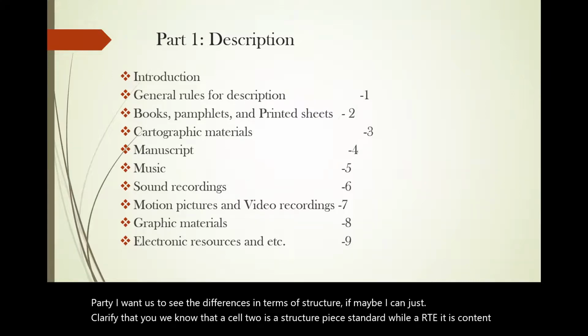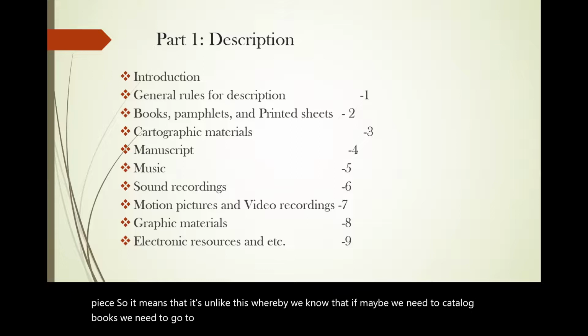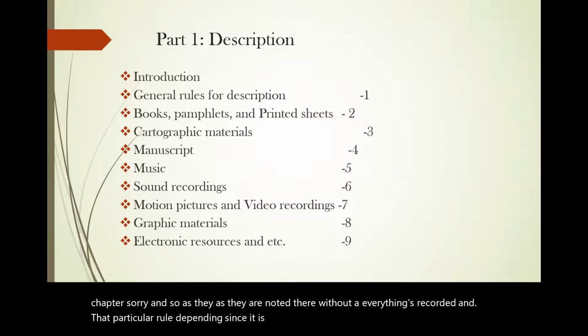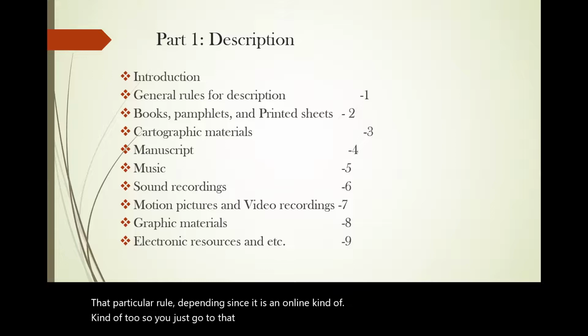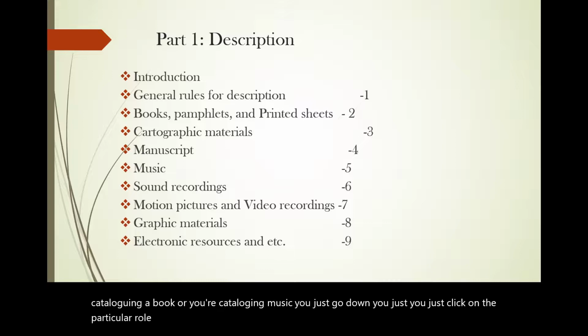So it means that, unlike this, where if we need to catalog books, we need to go to chapter so and so, and if we need to catalog music, we need to go to chapter so and so, as they are noted there. With RDA, everything is recorded under that particular rule. Since it is an online tool, you just go to that particular rule online, and whether you are cataloging a book or music, you just click on the particular rule that is supposed to be used, unlike going to certain chapters.